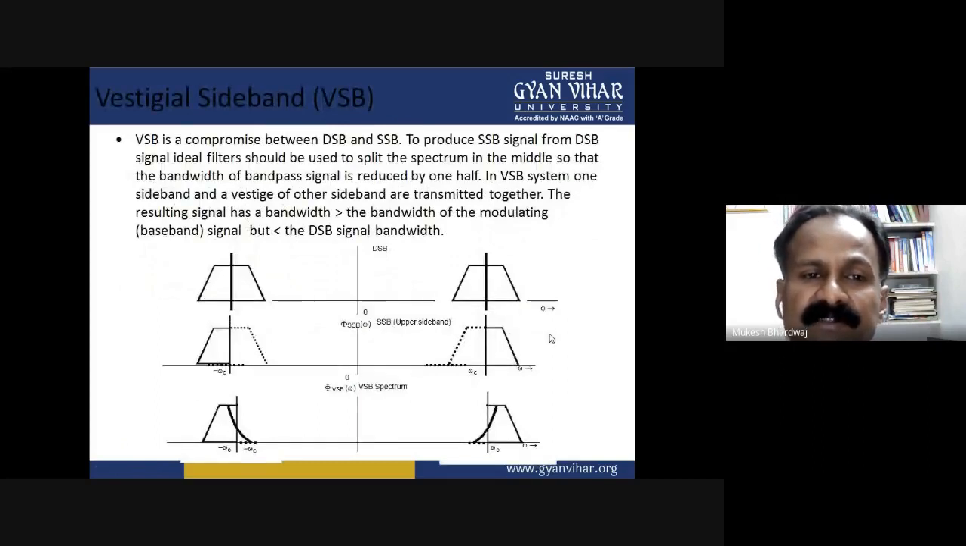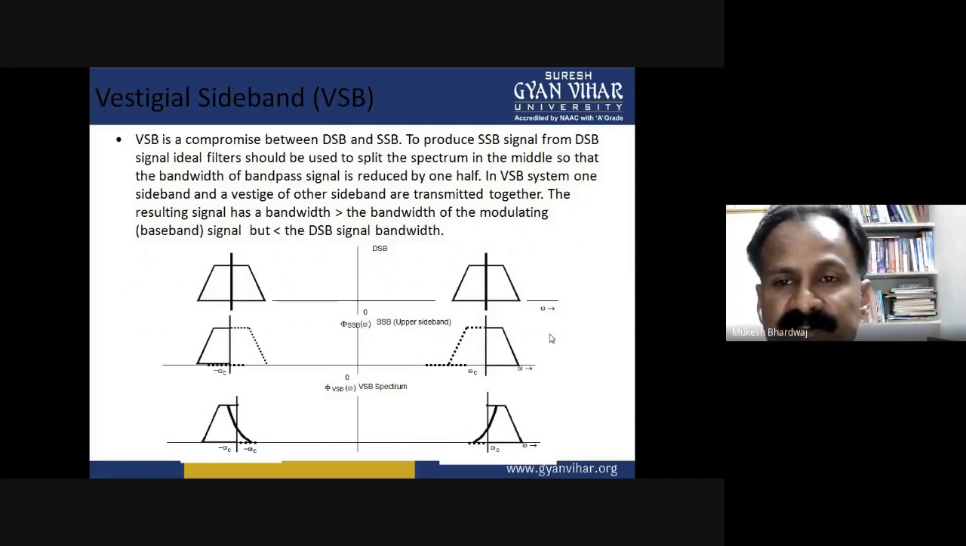Vestigial sideband, VSB, is a compromise between DSB and SSB. To produce an SSB signal from a DSB signal, an ideal filter should be used to split the spectrum in the middle so that the bandwidth of the bandpass signal is reduced by one half. In a vestigial sideband system, one sideband and the vestige of the other sideband are transmitted together. The resulting signal has a bandwidth of the modulating baseband signal, but less than the double sideband bandwidth.